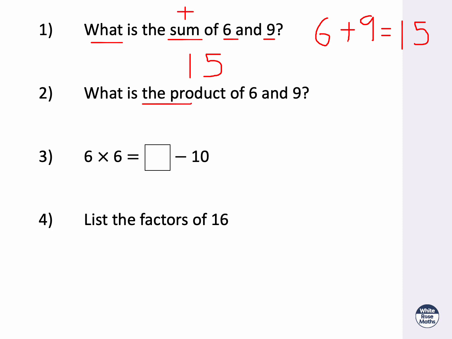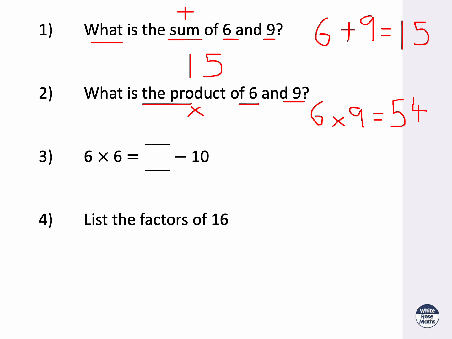Question number 2. What is the product of 6 and 9? Product in mathematics means to multiply, so to times. So 6 times 9, or 9 times 6. 6 times 9 is 54, guys. Again, this is testing our knowledge of our times tables, so make sure that you're doing plenty of practice on your times tables, especially if you're in primary school as well.